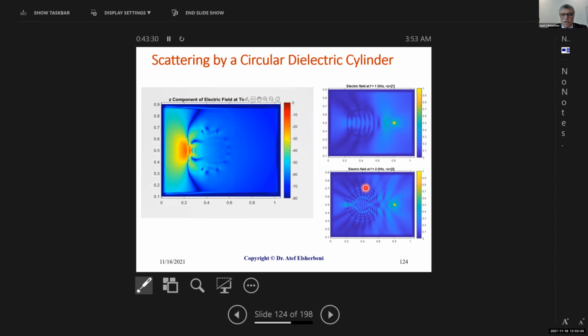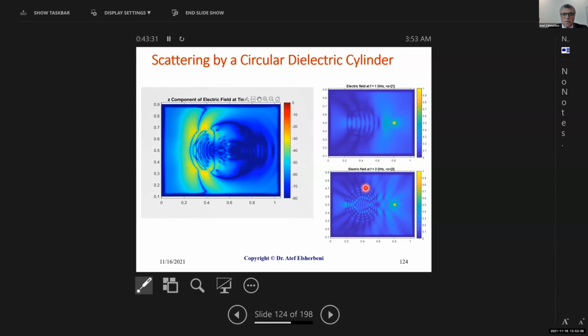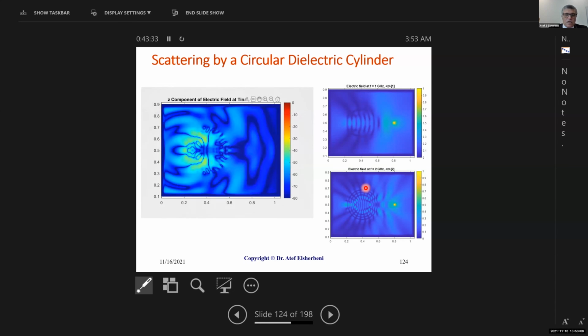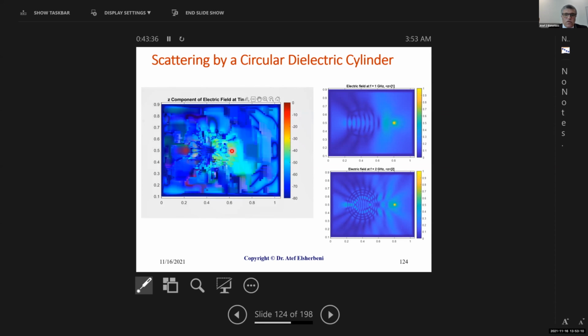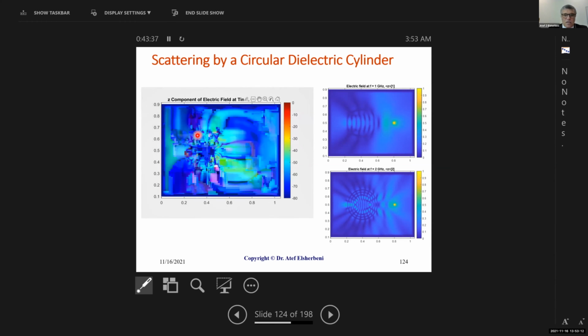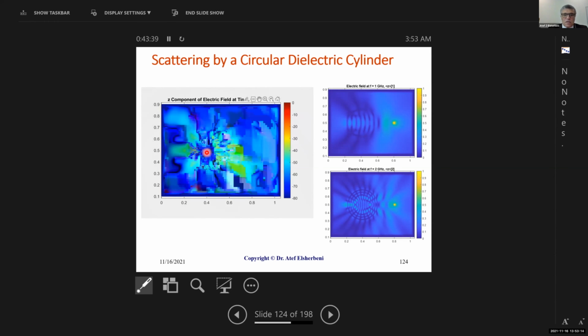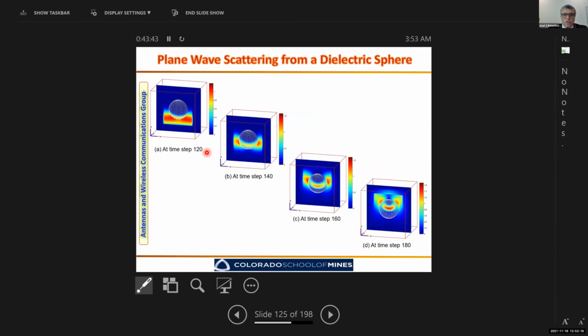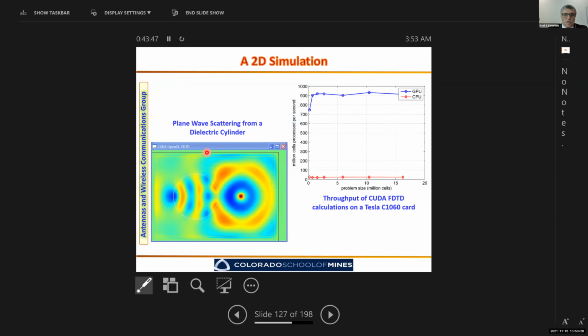And the corresponding animation of the wave hitting the cylinder and basically being formed inside the cylinder itself. Another slide that shows the propagation of a wave through a dielectric cylinder. This one here is interesting because I have a wave incident on a cylinder, and we are doing the animation with the graphic card, and at the same time we are doing the calculation with the graphic card as well.